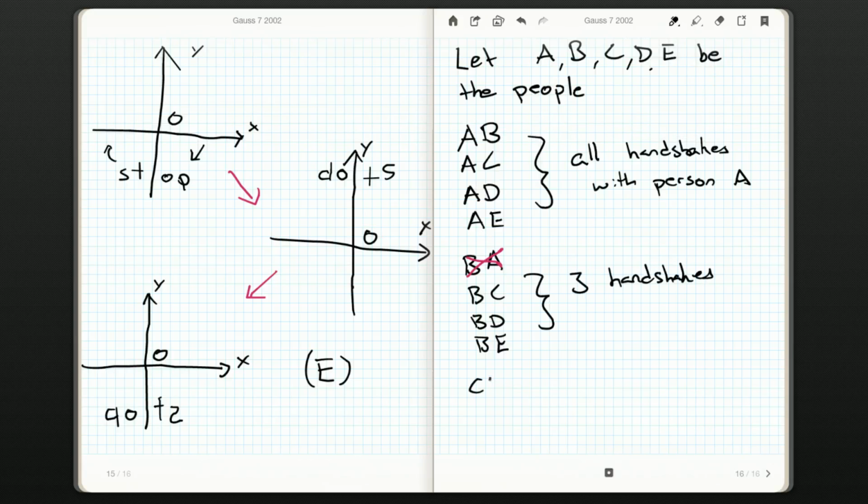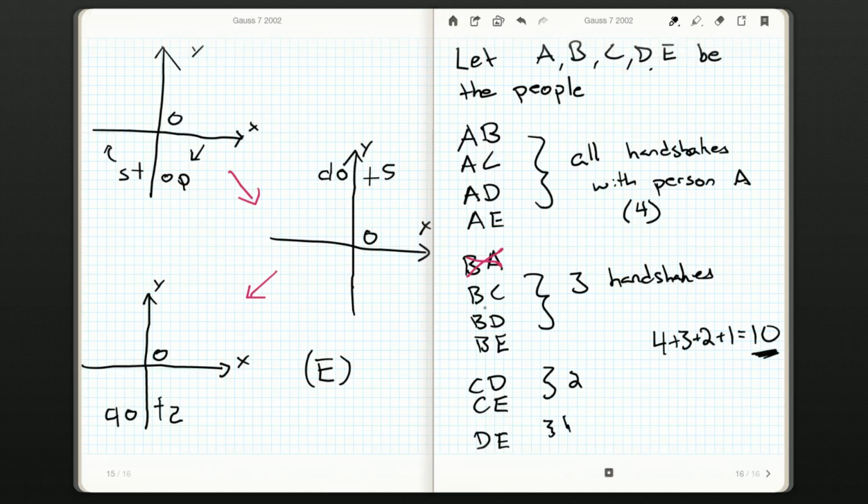How about handshakes with C? Well, C can't shake hands with A or with B. Those have already been counted, but C hasn't shaken hands with D or E yet. And finally, D will shake hands with E. So we have 4 handshakes with A, 3 with B, 2 with C, and 1 with D. So 4 plus 3 plus 2 plus 1, and that is 10. And I think I sort of predicted that earlier with my more advanced math.